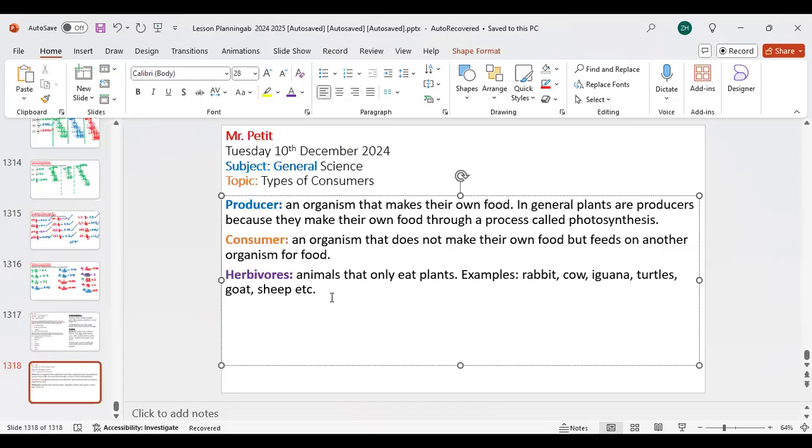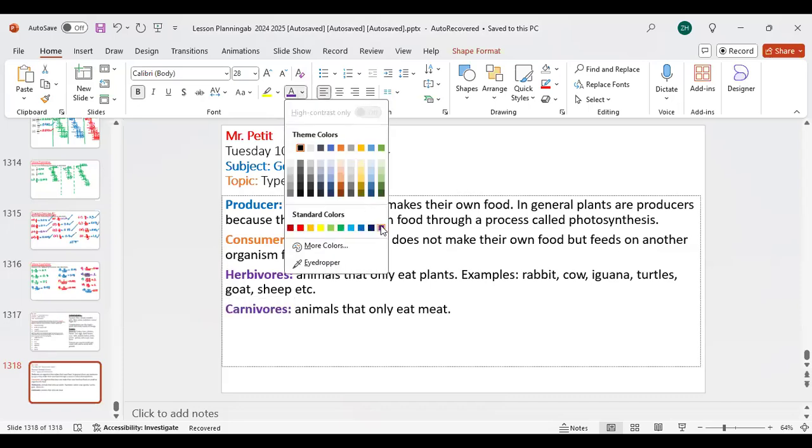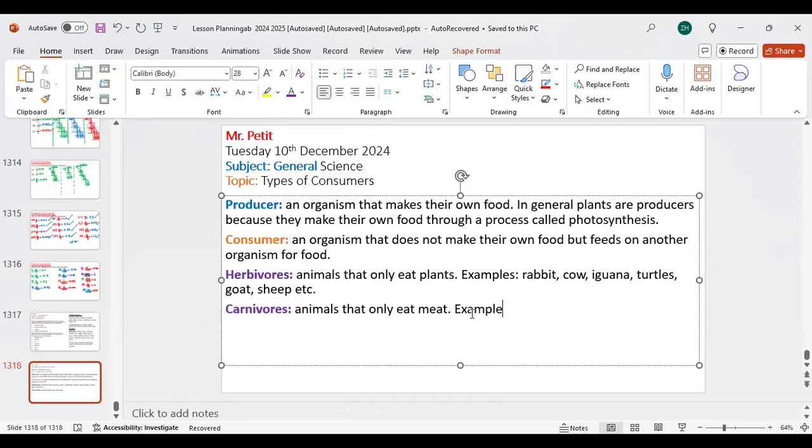All right. Then we have the next one: carnivores. These are animals that only eat what? Only eat meat. Let's start off with examples. Crocodile. Lions. Alligator. Cheetahs. Eagles.